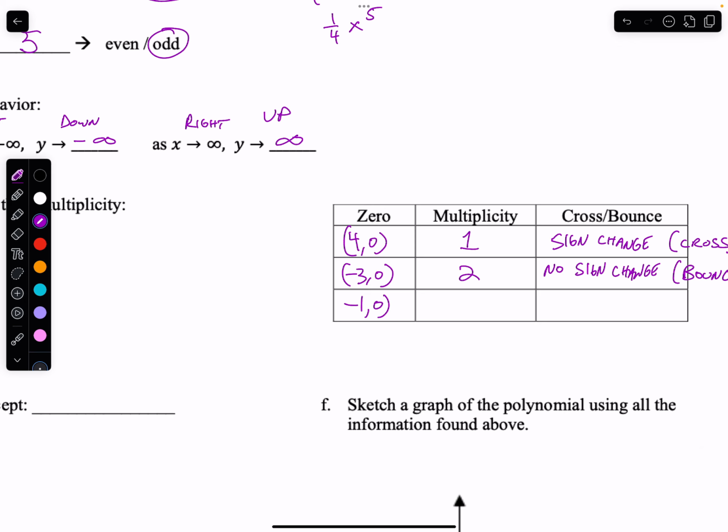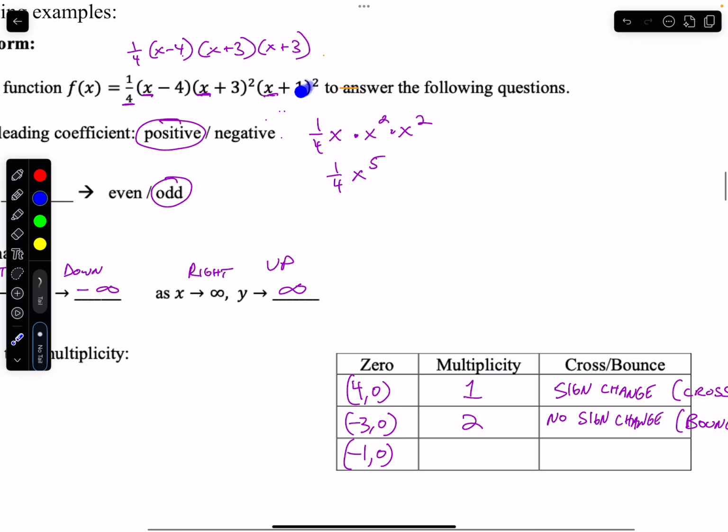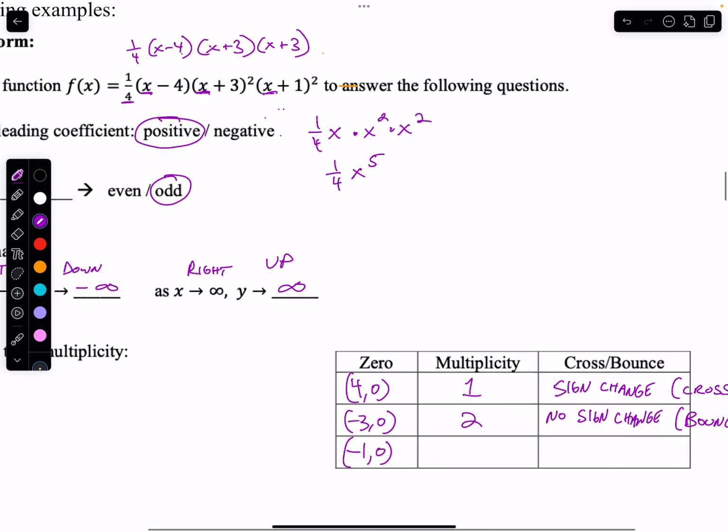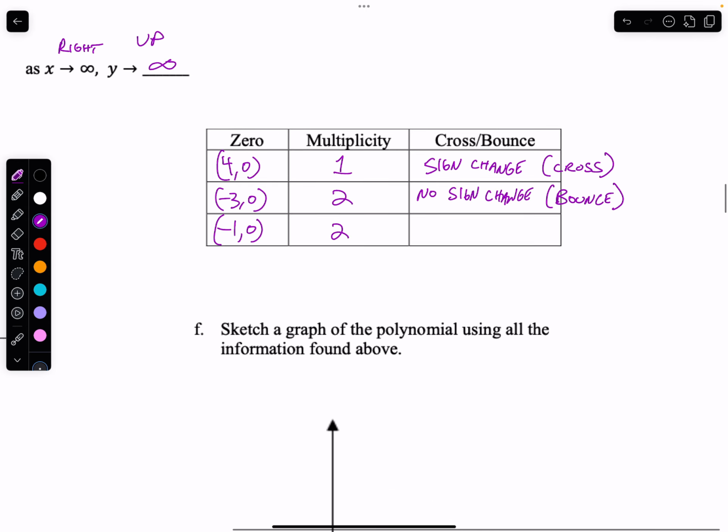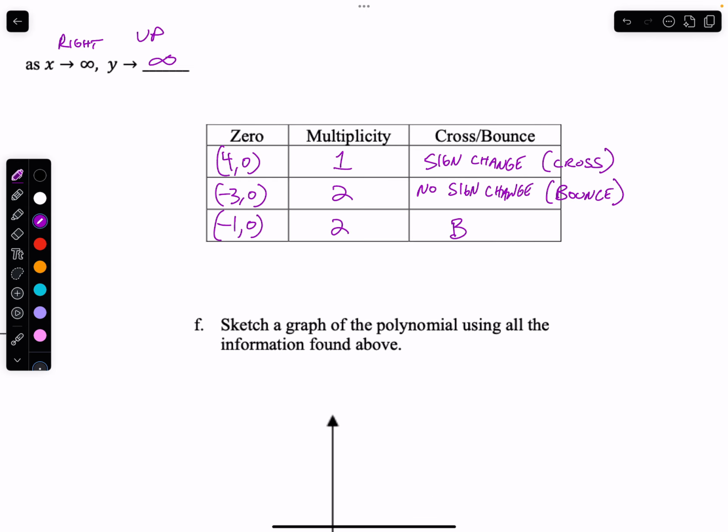So it's repeated. How many times is that multiplicity? This root is repeated twice because of the 2 right here. So it has a multiplicity of 2, and therefore there would be no sign change, so it will bounce.